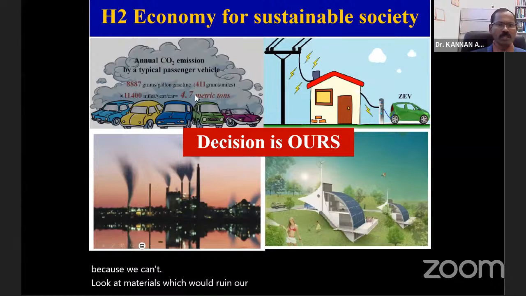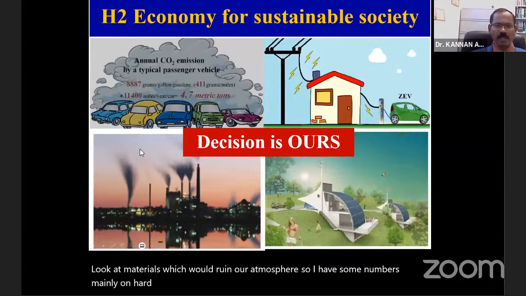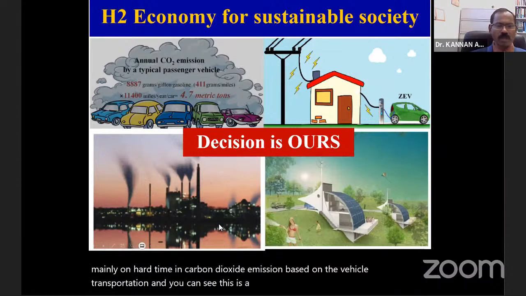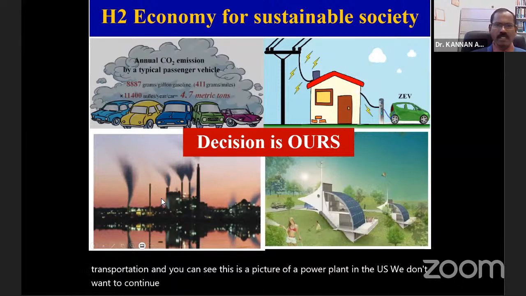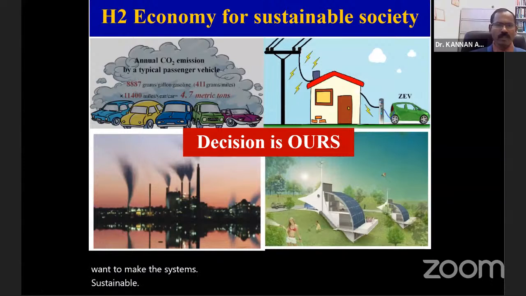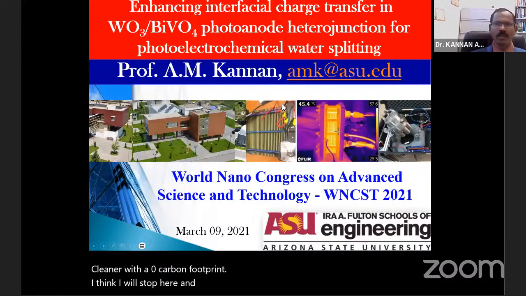I have some numbers mainly on carbon dioxide emission based on vehicle transportation, and you can see this is a picture of a power plant in the US. We don't want to continue with dirty power generation systems, right? We want to make the systems sustainable, cleaner, with zero carbon footprint. I think I would stop here, and again, thank you very much to the organizers.